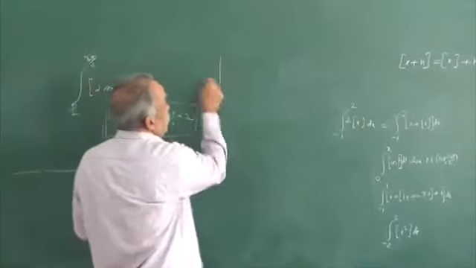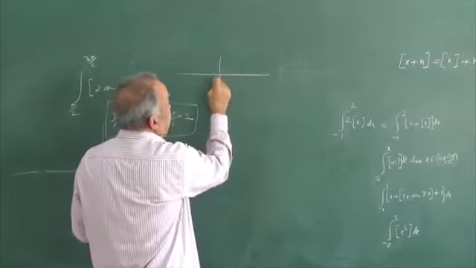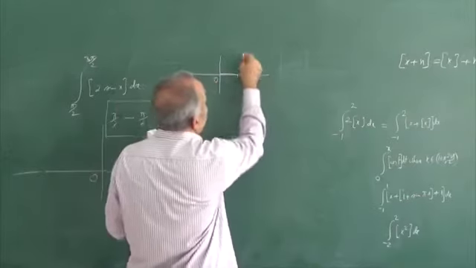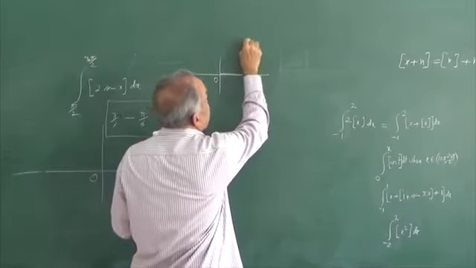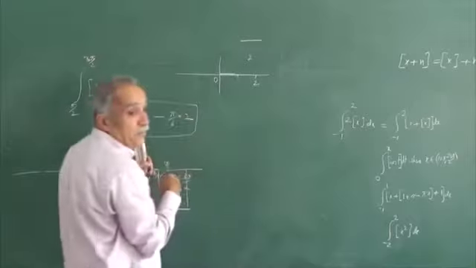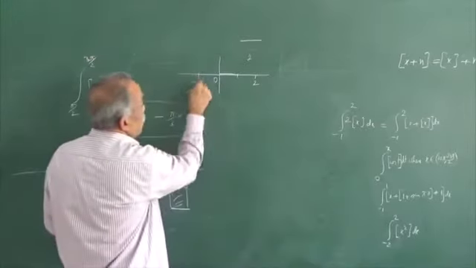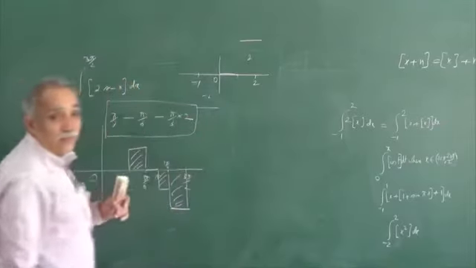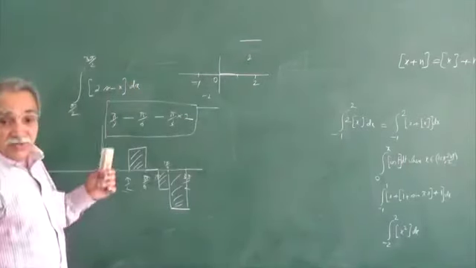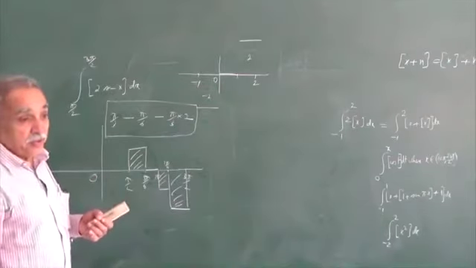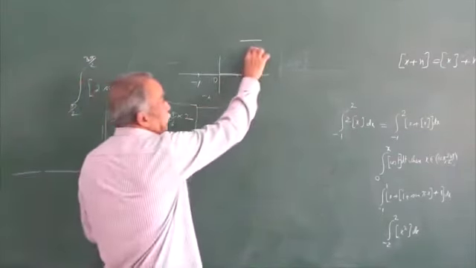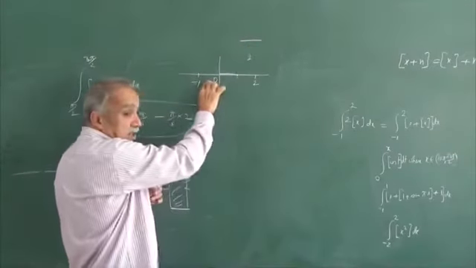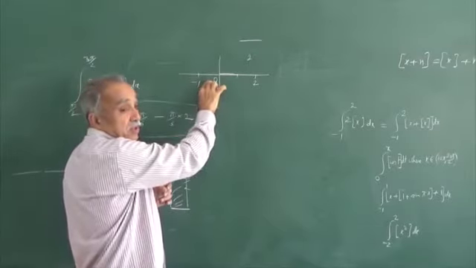What is the graph for integer part x or twice integer part x? From 0 to 1, 0. From 1 to 2, integer part is 1, twice the integer part is 2. From minus 1 to 0, integer part is minus 1, double that is minus 2. What is the value of the integral we are required to determine? This area plus this area, algebraic sum. This area is 2 and this area is minus 2, algebraic sum 0.